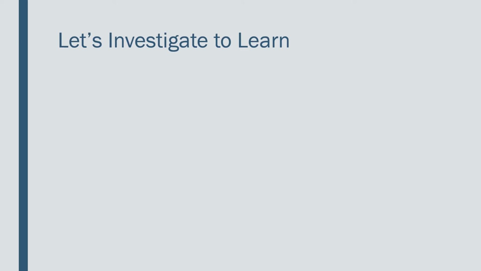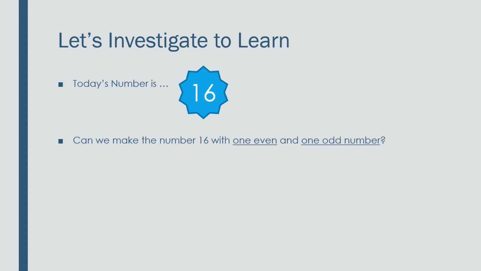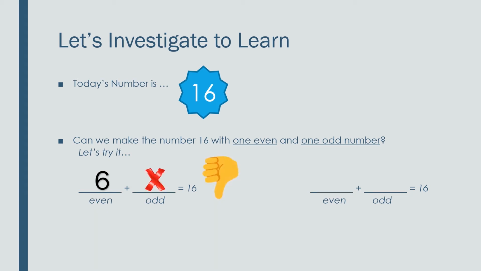Let's investigate to learn about adding even and odd numbers together. If today's number is still 16, which is even, can we make that number 16 by adding one even and one odd number together? What do you think? Yeah, let's try it. If we start with 6, what number would we need to add to equal 16? You're right. We would need to add 10, which is not an odd number. So we could not add an even number plus an odd number to get the sum of 16.